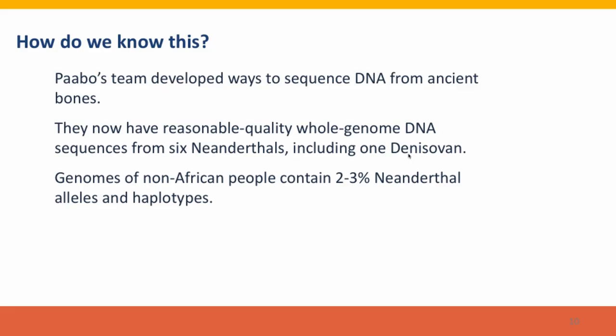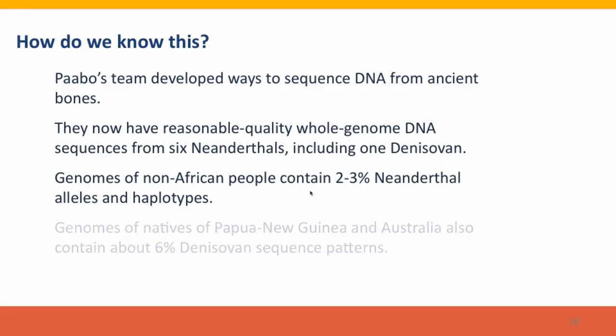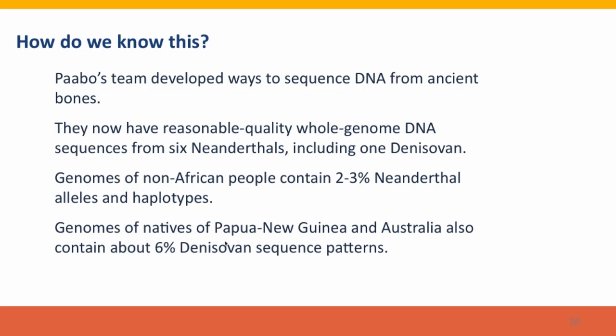They can identify all of the Neanderthal haplotypes across the genome. And what they find is that the genomes of non-African people contain 2 to 3% Neanderthal alleles and haplotypes. Not always in the same places, so different ones, we often have different pieces. And the genomes of the natives of Papua New Guinea and Australia, that's the South Pacific natives whose ancestors participated in the second interbreeding, their genomes contain about 6% sequence patterns from the Neanderthals that they mated with.